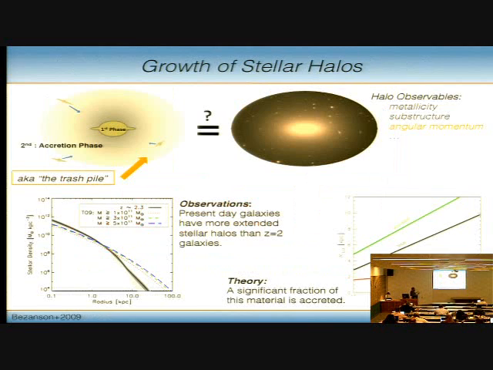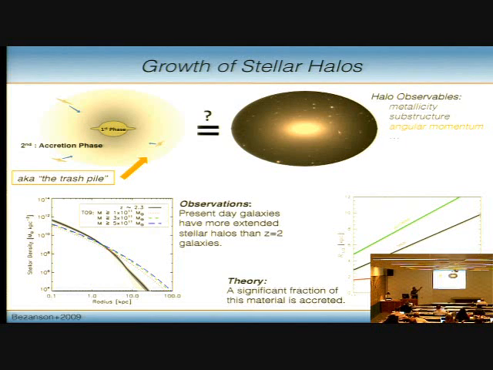This is my cartoon picture in the top left corner of how I'm envisioning a z of 0 early type galaxy. You have your first phase in situ bulge, which you form at high redshift of 2 or so. But now it's sitting in this extended halo of stellar material that's been built up over time, mostly by dry mergers of incoming satellites. I think Charlie called it the trash pile on Monday, and I think that's a pretty good description of what's going on.